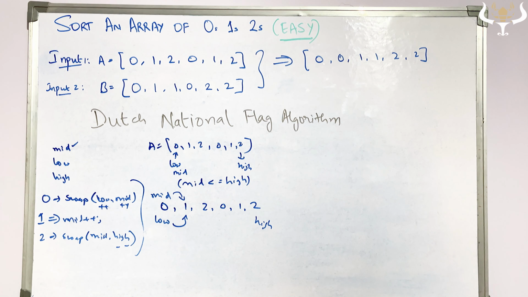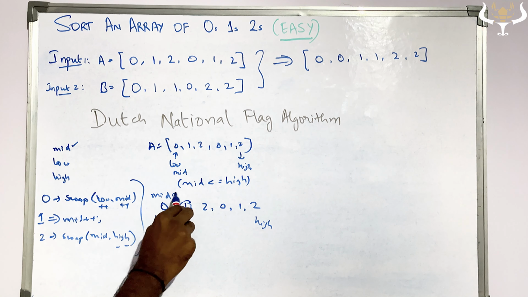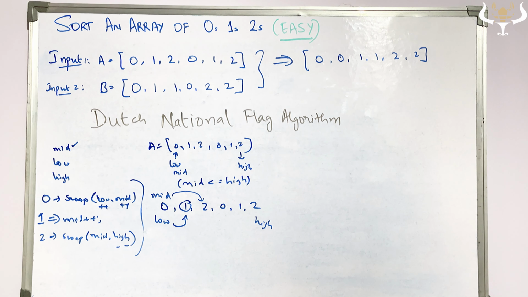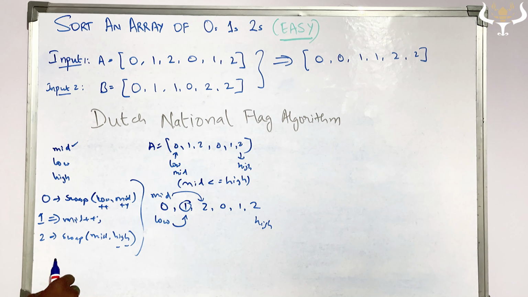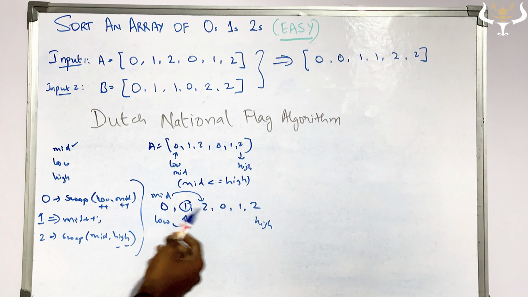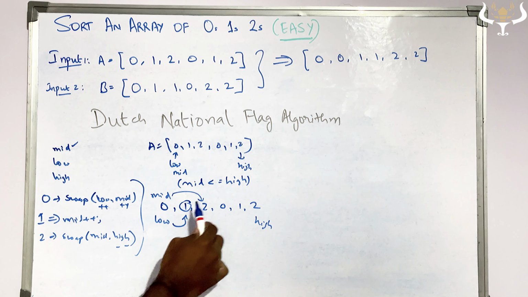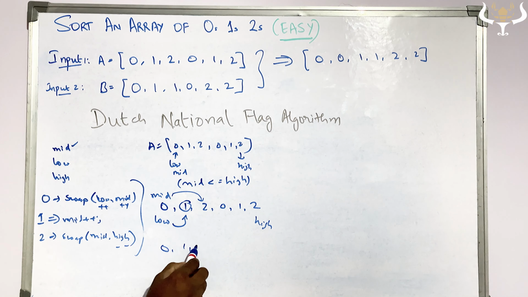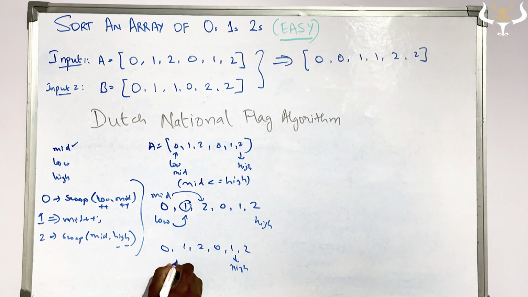So now my a of mid is 1. Whenever it is 1, I'll just have to increment my mid. Now I'll have to check what is my a of mid's value. It is 2. If it is 2, I'll just have to swap my mid and high and decrement the high value. Now a of mid is 2. I'm just swapping these two and it becomes 1, 2, 0, 1, 2, and this will become my high, my low is here and my mid is here.